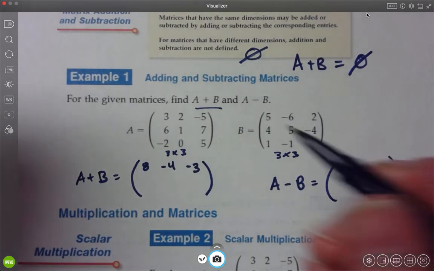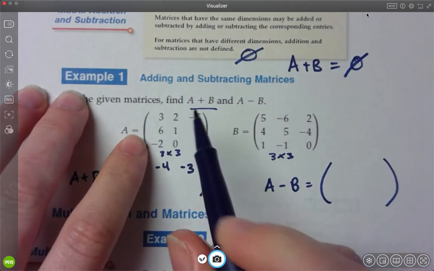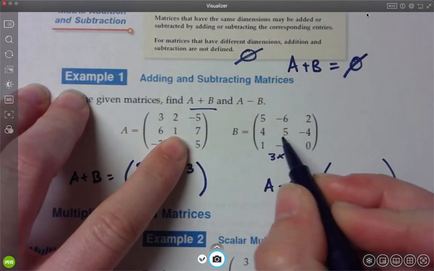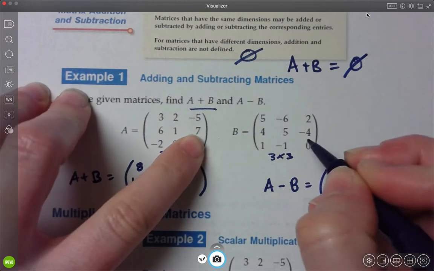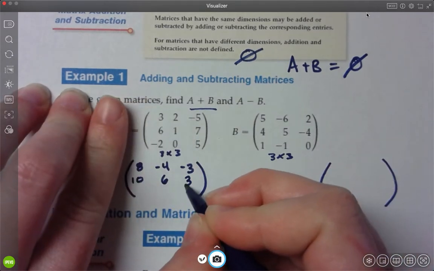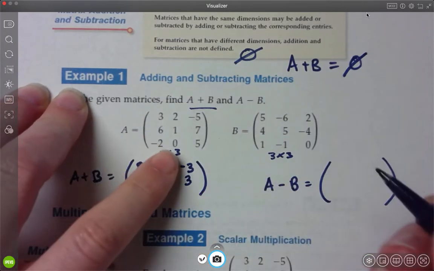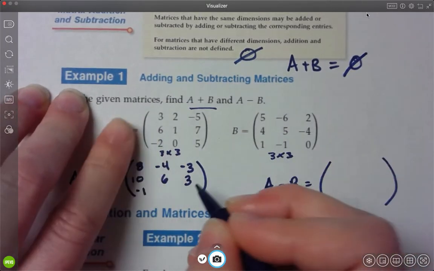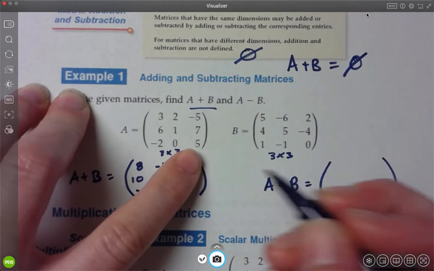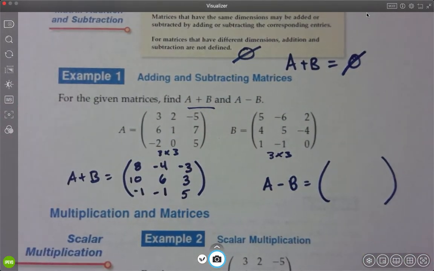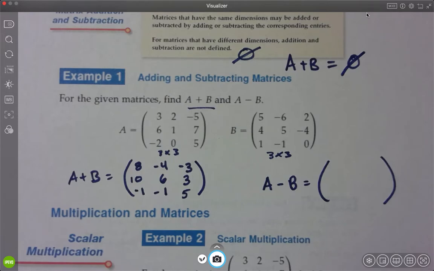So be careful when you're adding these together, especially if you have negatives. 6 plus 4 is 10. 1 plus 5 is 6. 7 plus a negative 4 is 3. Okay, last row. Negative 2 plus 1 is negative 1. 0 plus a negative 1 is still going to be negative 1. And 5 plus 0 is 5. Okay, I'd be surprised if I didn't make a mistake on that one, but I don't think I did.